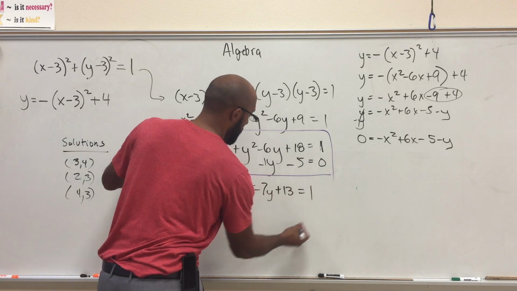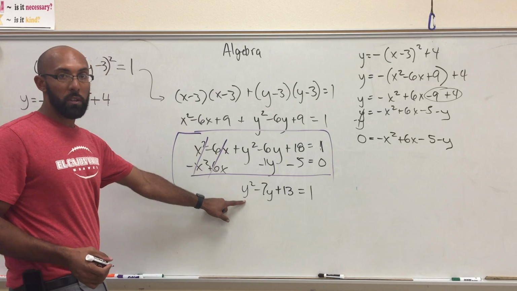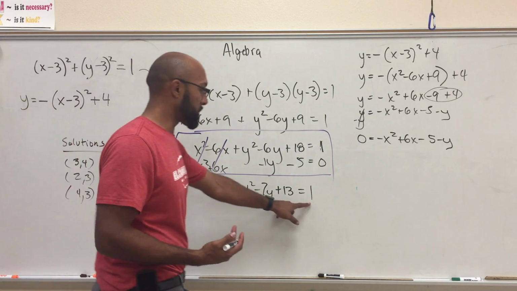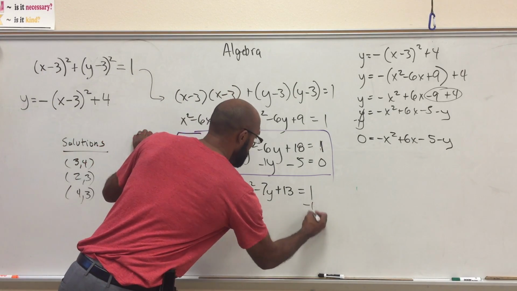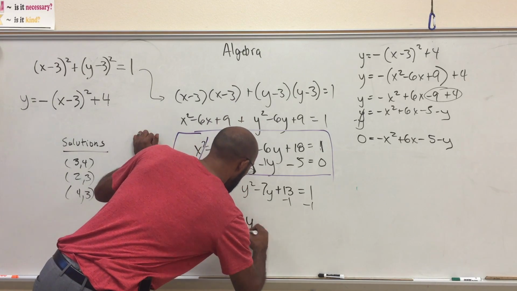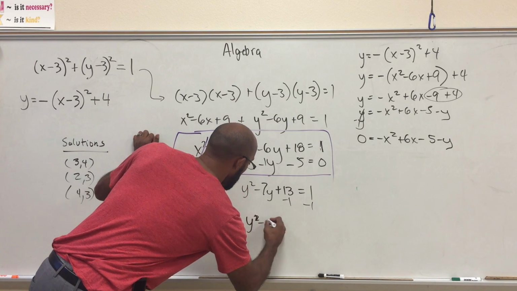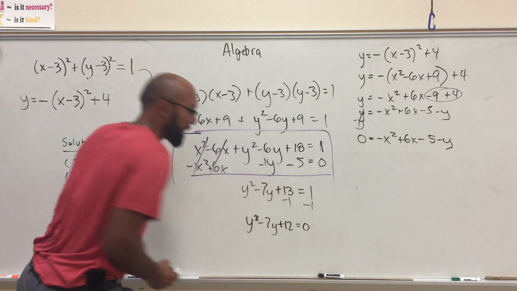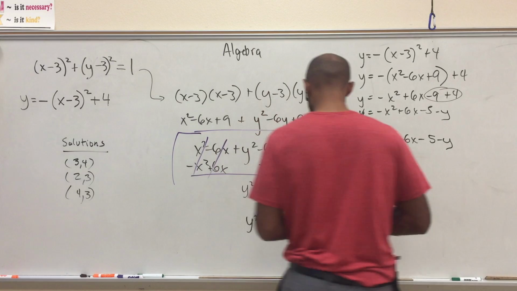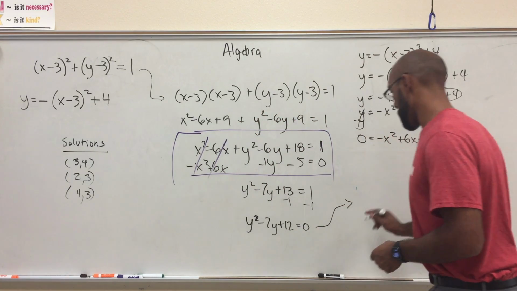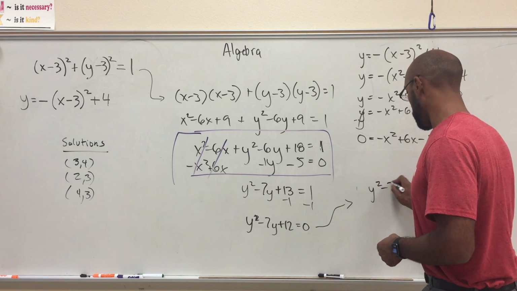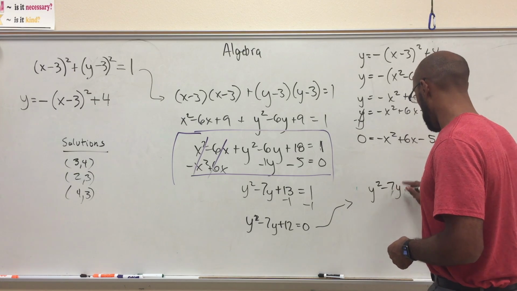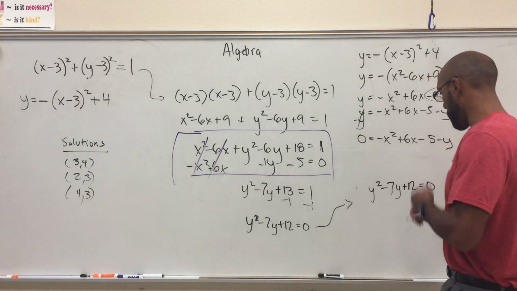1 plus 0, 1. Okay, now I notice I have a quadratic, but it's just with y. So I'm going to set that equal to 0 to solve. So minus 1 y squared, minus 7y, plus 12. Now that looks doable. Okay, so what I'm going to do is take that off to the side here. Okay, now I have y squared minus 7y plus 12 equals 0.